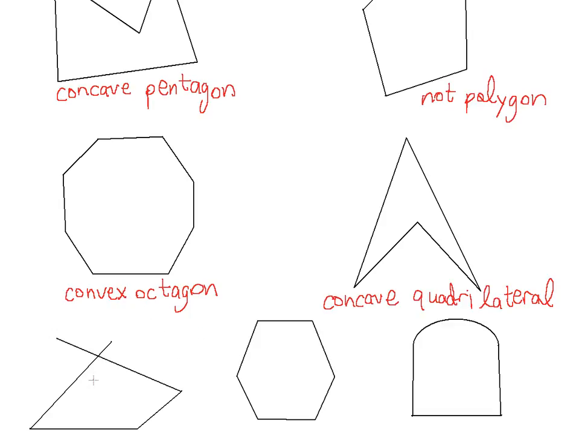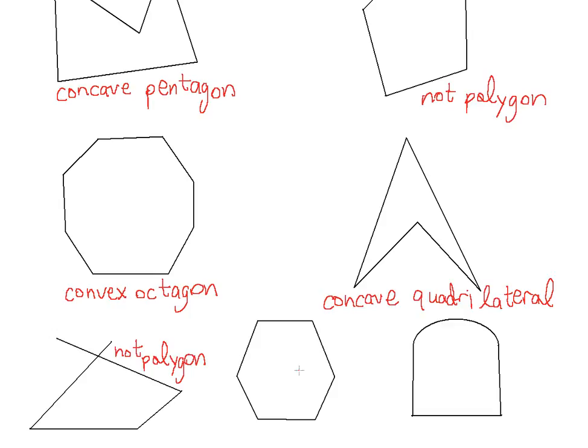This one is not going to be a polygon. While it's a closed figure that's made up of line segments, they don't connect at all the endpoints. Here it has 2 endpoints that don't have any connection to them. So this is not a polygon. All right, let's move on to the next one.